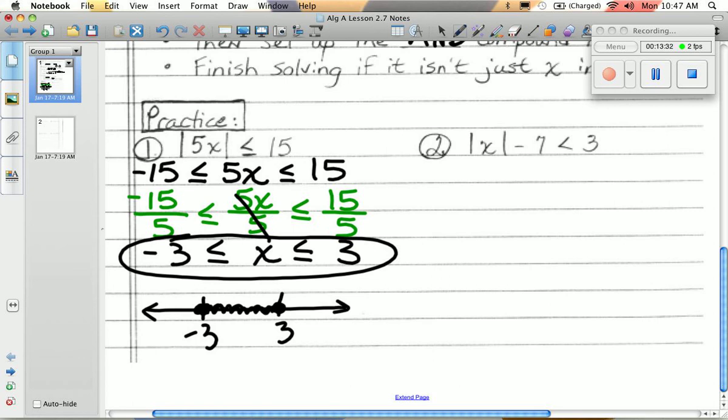So questions? Okay, first step, get the absolute value part by itself if it's not. Do we need to do that? Yes, 7 is outside those absolute value bars on the same side, so what do we have to do? Add 7 to both sides to get that out of there. So now we have the absolute value of x is less than 10.